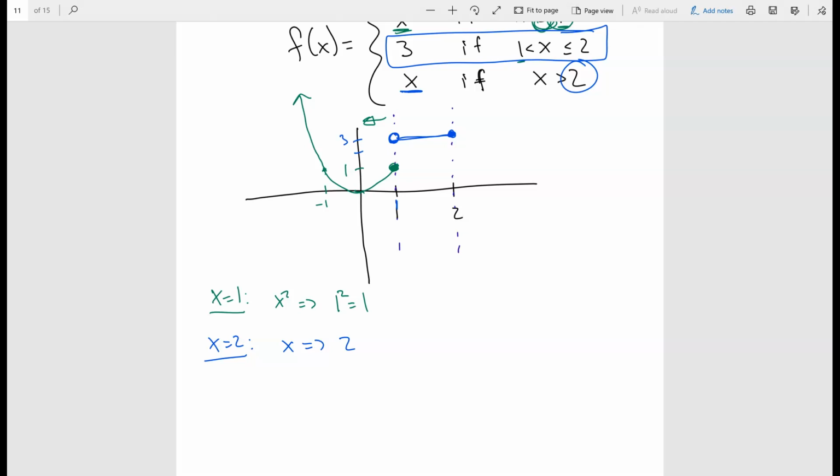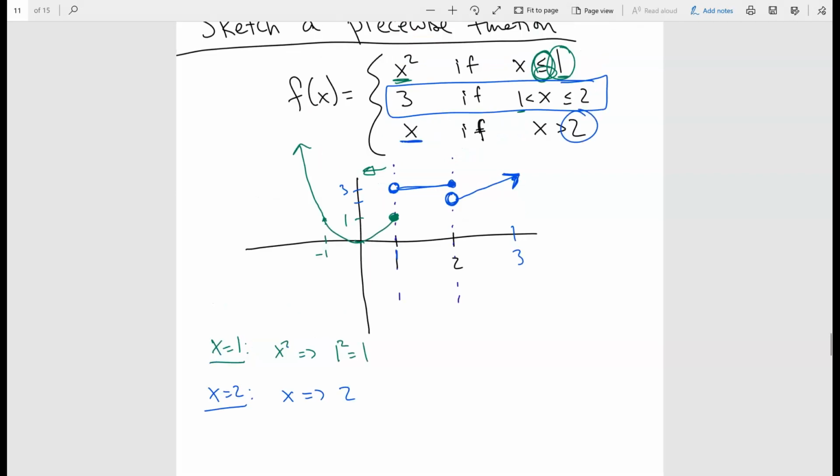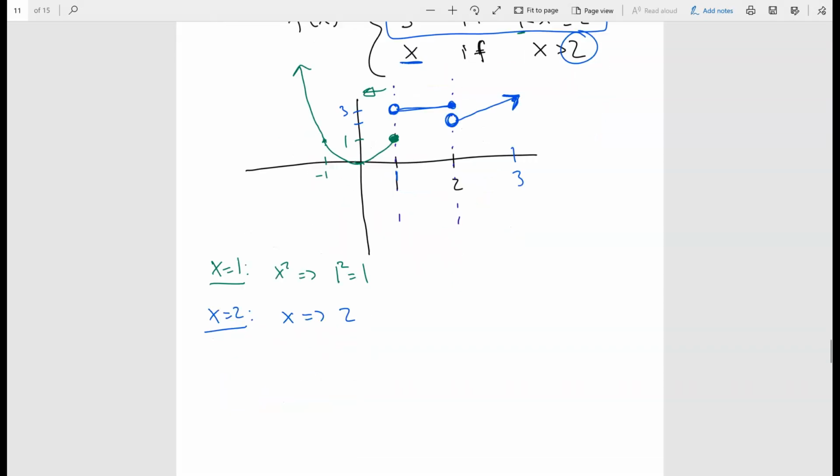Okay, now is this included or not included? It is not included. Now pick something else that's greater than 2. Okay, 3. When I plug in 3 in here, I'm just going to get 3. So when x is equal to 3, I'm going to get another 3. That means this guy is going that way. This is basically what you want to be able to do. You want to be able to break it up into different types of intervals and then graph them like so. Let me give you another example.